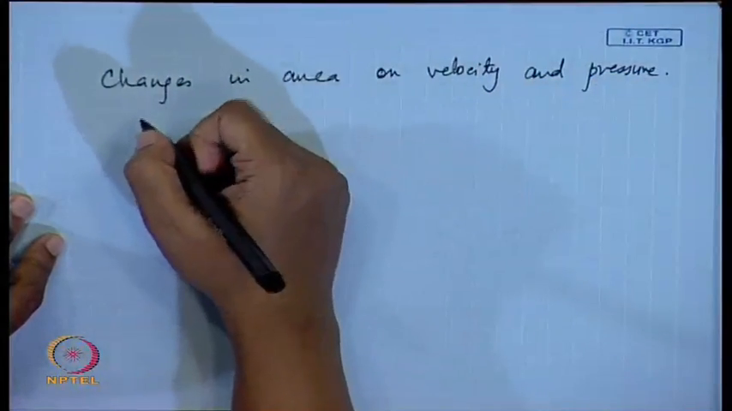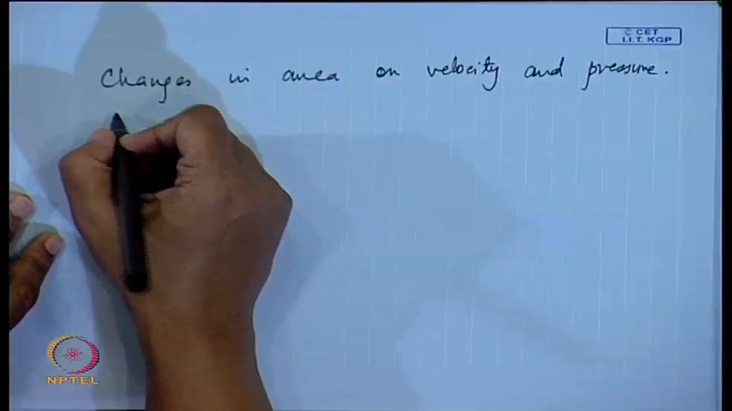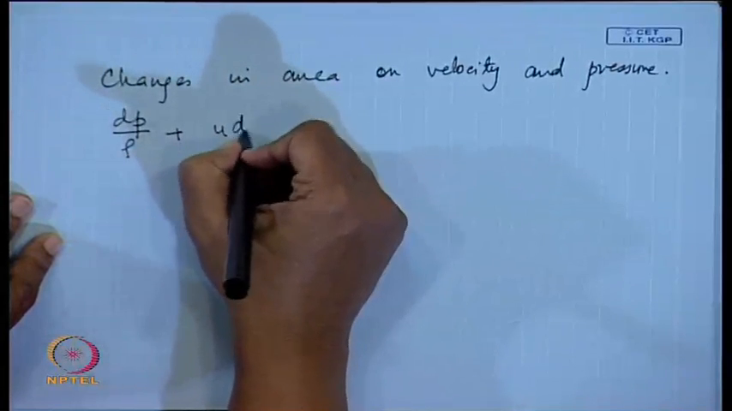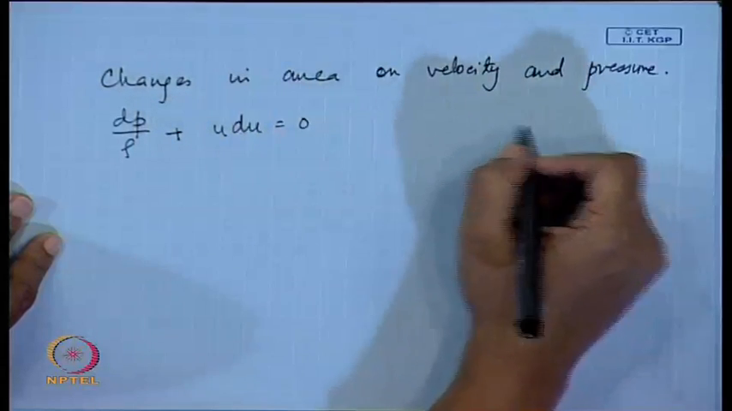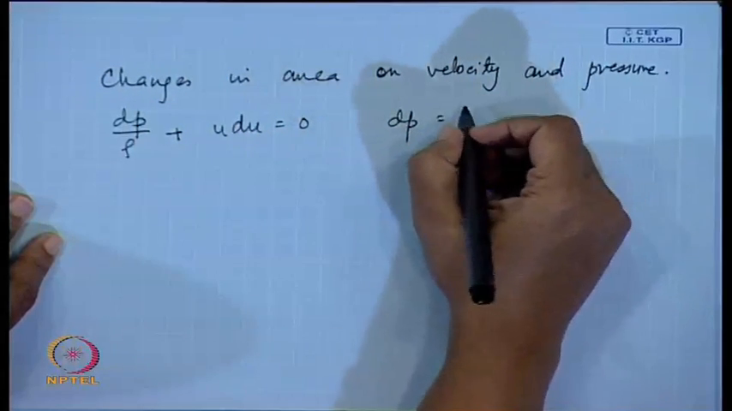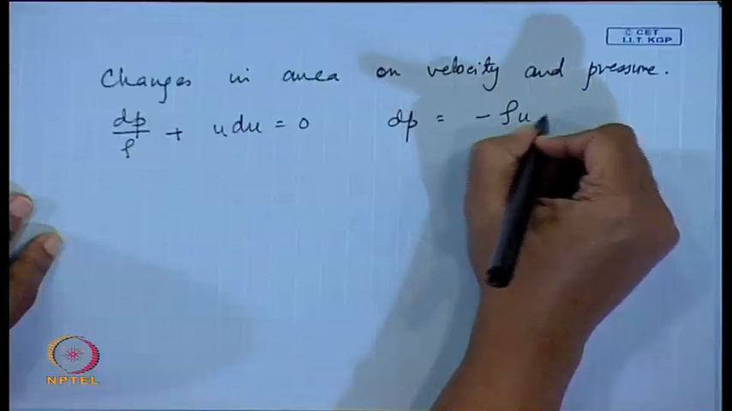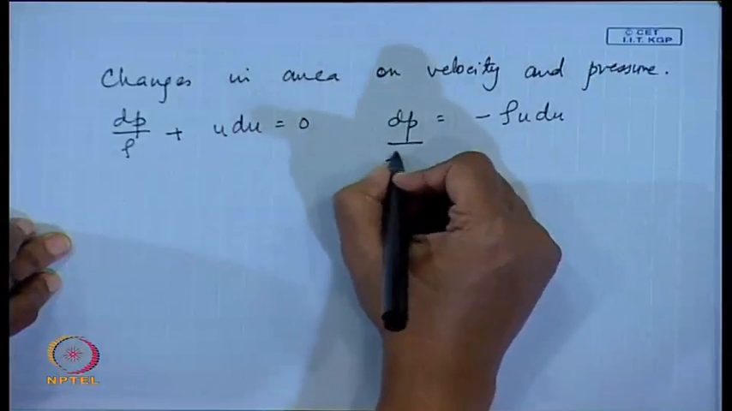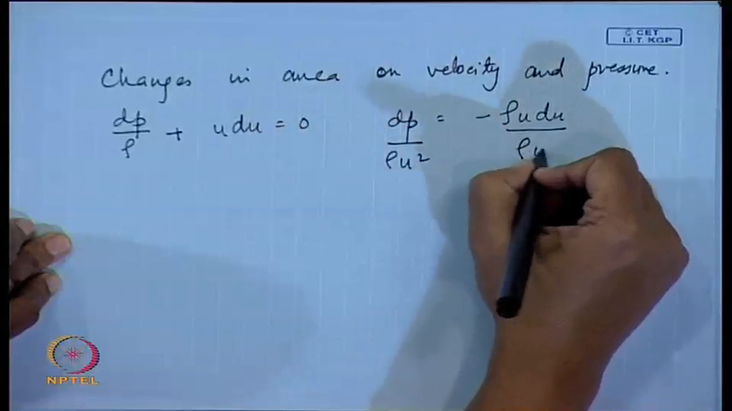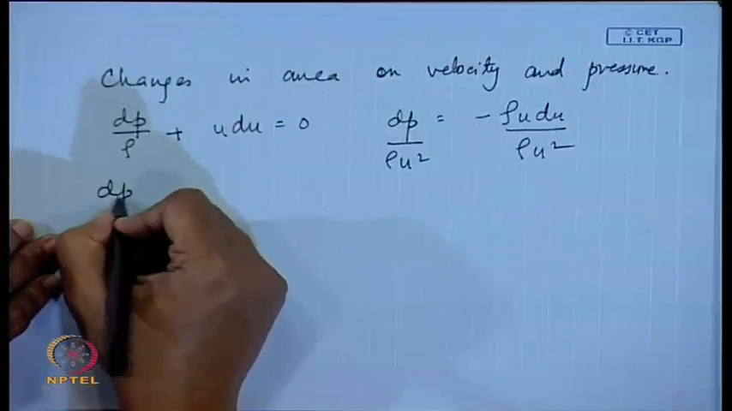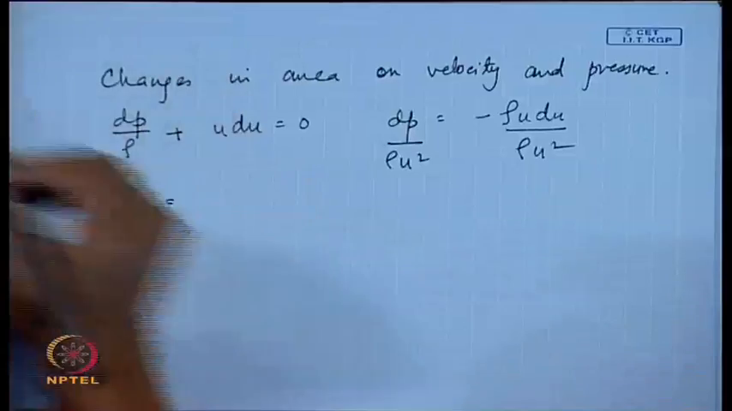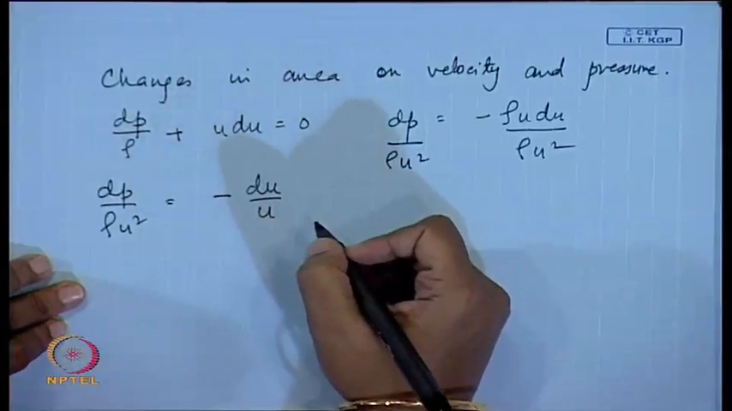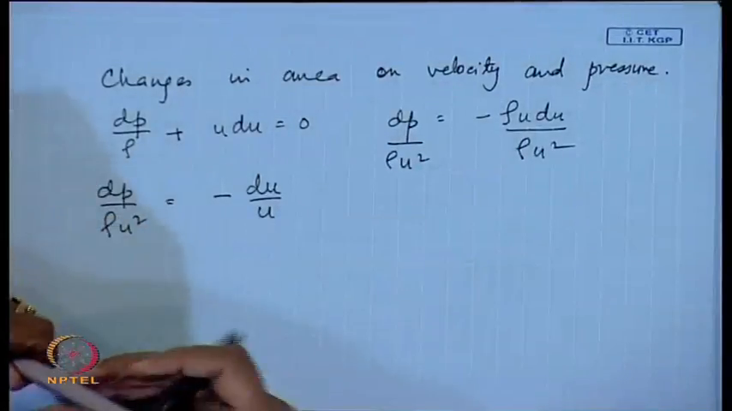as well. Now, let us start from the basic equation which we had derived in the last class, dp by rho plus u du equals 0, or in other words we can write it as dp equals minus rho u du, isn't it. Now, dividing both sides by rho u square, what do we get? We get dp by rho u square equal to minus du by u. Okay. Now, this is one equation.